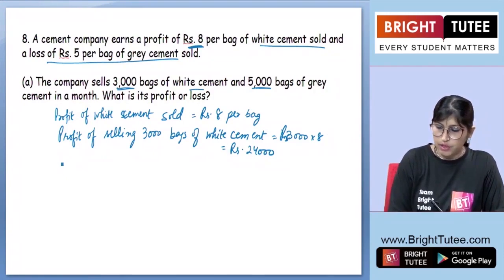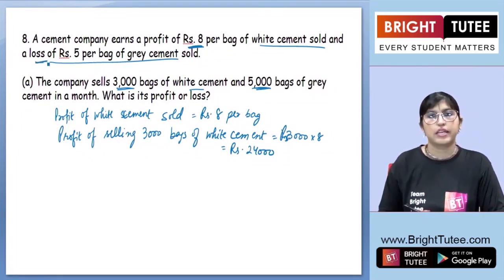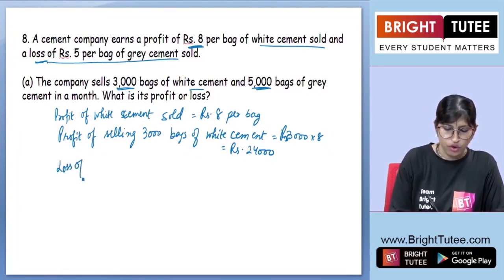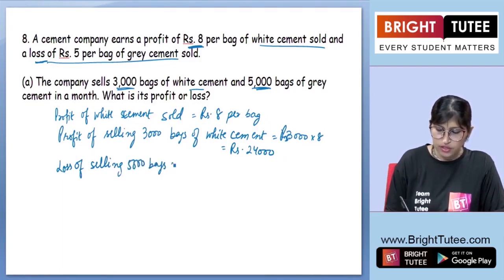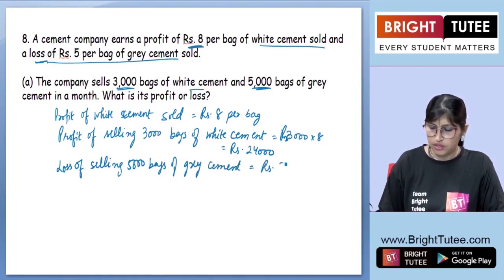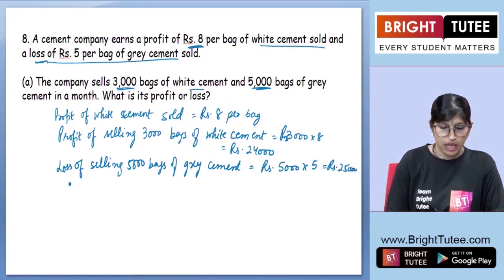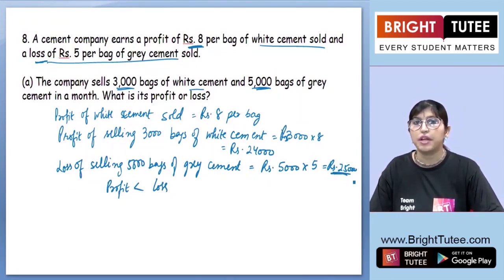Now let's see. We get a loss with 5,000 bags of grey cement. So what do we do? The loss of selling 5,000 bags of grey cement is 5,000 times 5 rupees. The loss is 5 rupees per bag, so we'll be getting 25,000. Now over here, profit is less than loss. That means loss is greater. We got a loss of 25,000 and we got a profit of 24,000.